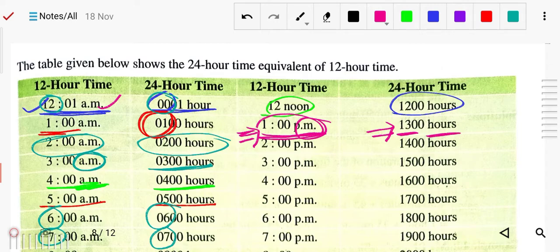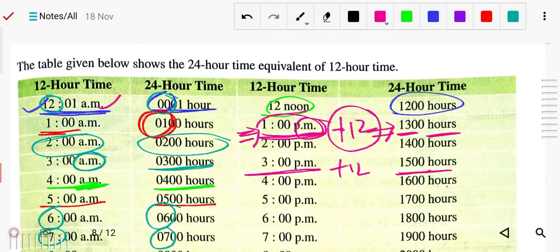It means we have added plus 12. After 12 noon, it is now adding 12. So 12 plus 1 is 13. Again in this p.m. part, you can see there is a 15. So you add the 12: 12 plus 3 is 15.